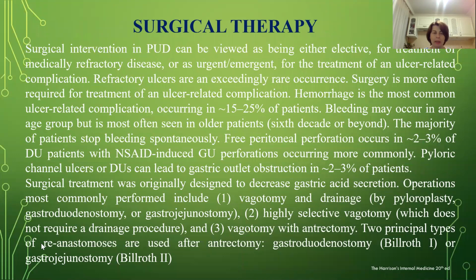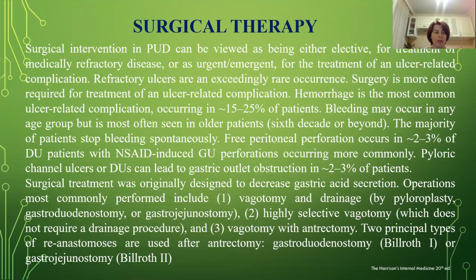Surgical intervention in patients with peptic ulcer disorder can be viewed as either elective, for treatment of medically refractory disease, or as urgent or emergent, for the treatment of an ulcer-related complication. Refractory ulcers are an exceedingly rare occurrence. Surgery is more often required for treatment of ulcer-related complications. Hemorrhage is the most common ulcer-related complication, seen in a quarter of patients. Bleeding may occur in any age group, but is most often seen in older patients.